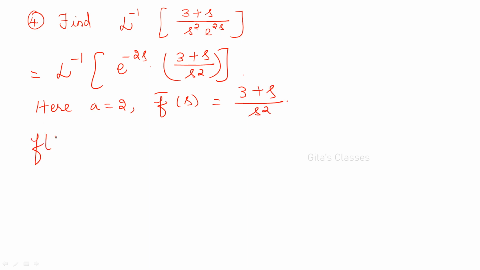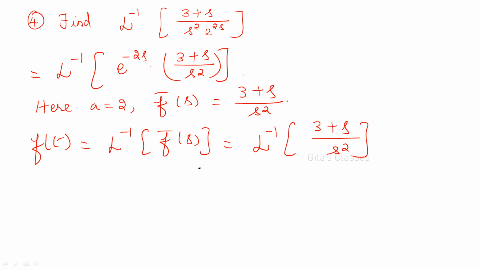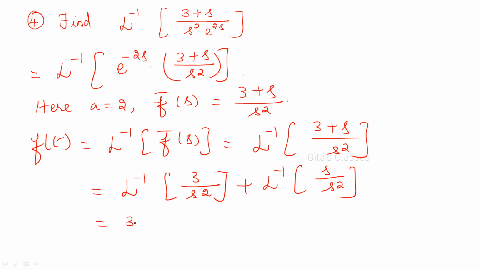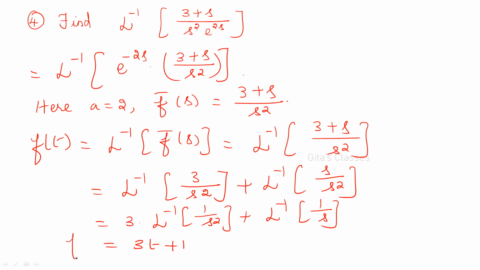So what is our f of t? First you find f of t. f of t is L inverse of f bar of s, which is L inverse of 3 plus s by s squared. By using the linearity property, I can split them: 3 into L inverse of 1 by s squared plus L inverse of 1 by s. That is equal to 3t plus 1. This is our f of t, and a is equal to 2.